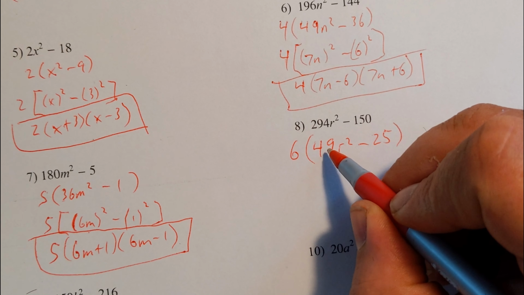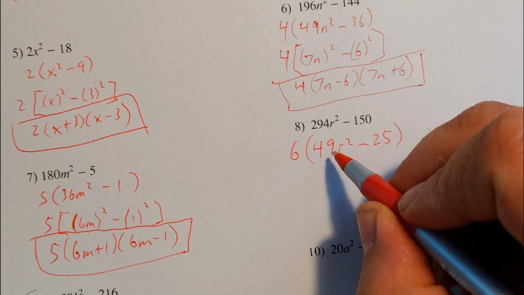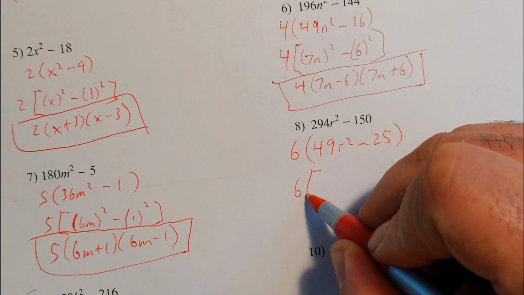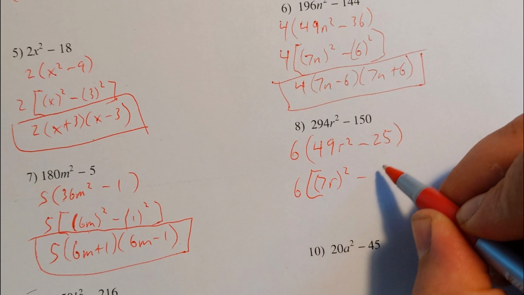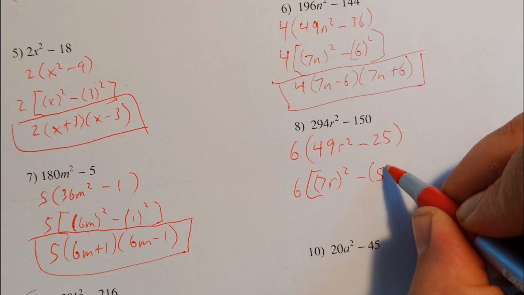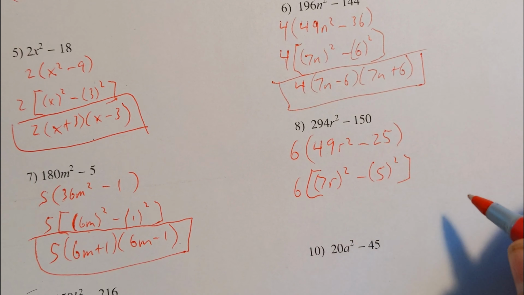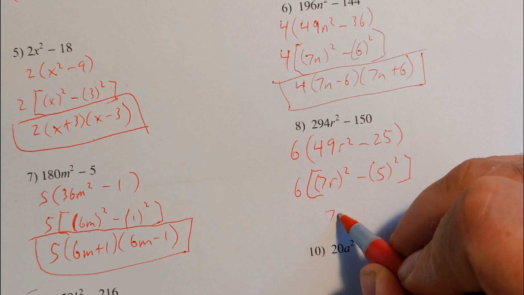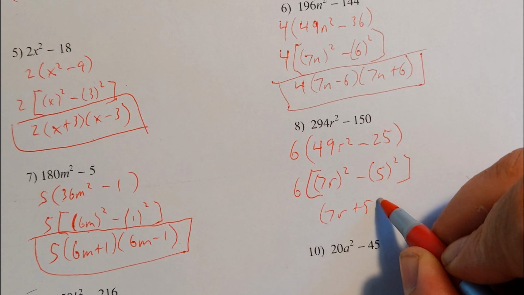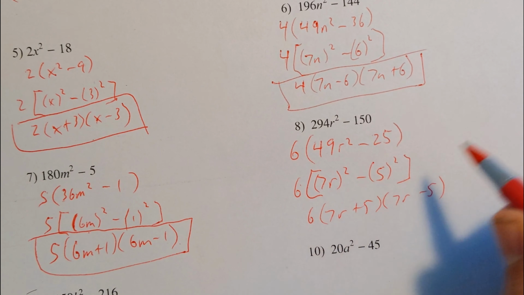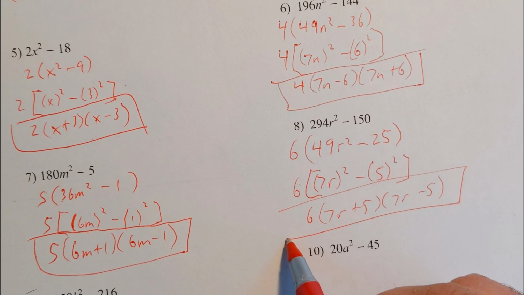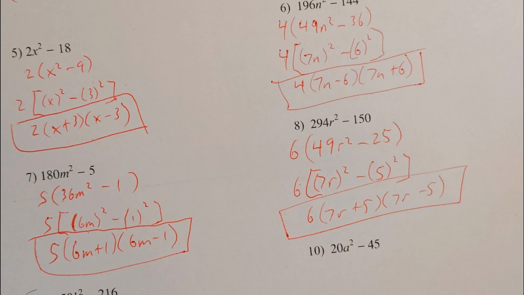The square root of 49 is 7, so this is 7r that's being squared, and 25 is going to be 5 being squared. So in here we have 7r plus 5, 7r minus 5, and then there's the 6 that's in the front. That would be your answer.